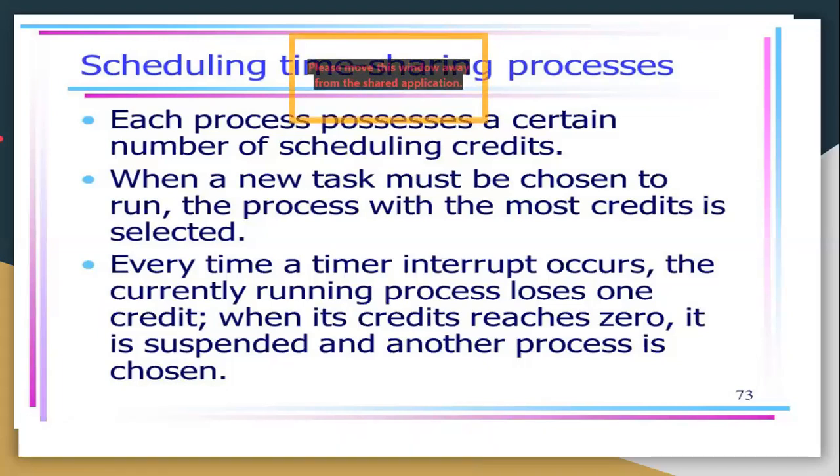Once it is done, for example, a running mode is given to that process. So it will lose one credit, and it will keep on waiting until the second process is lined up with more credits.